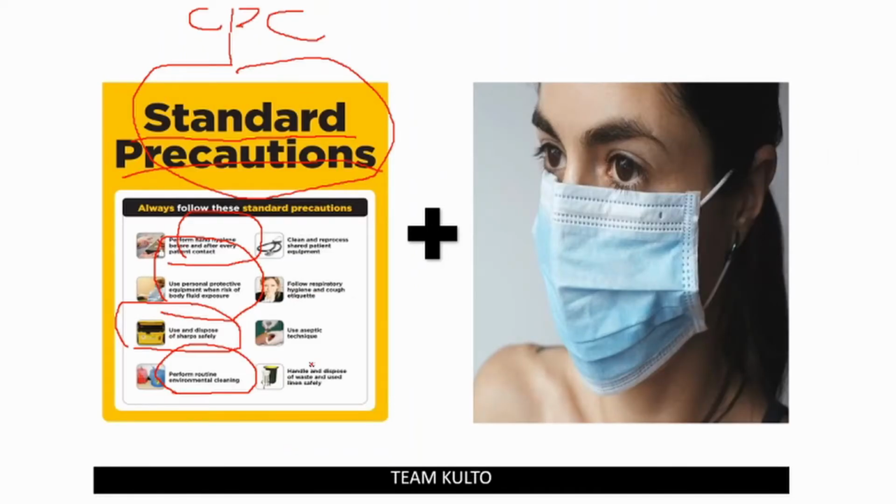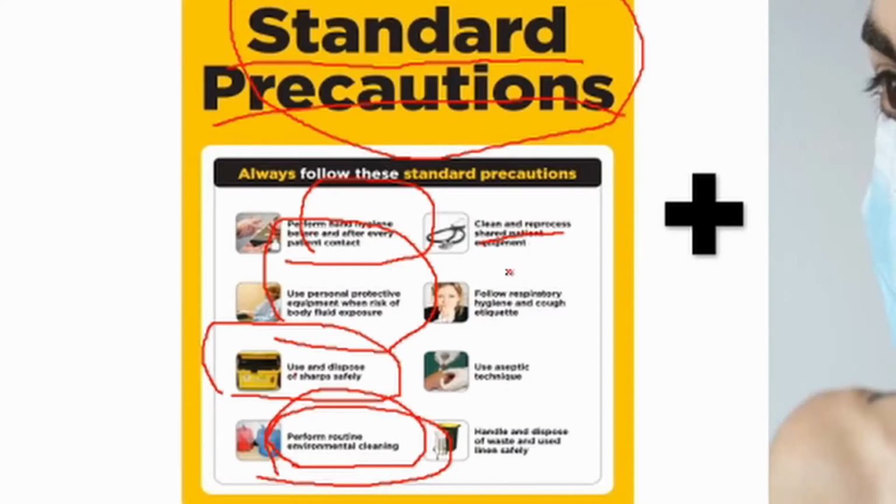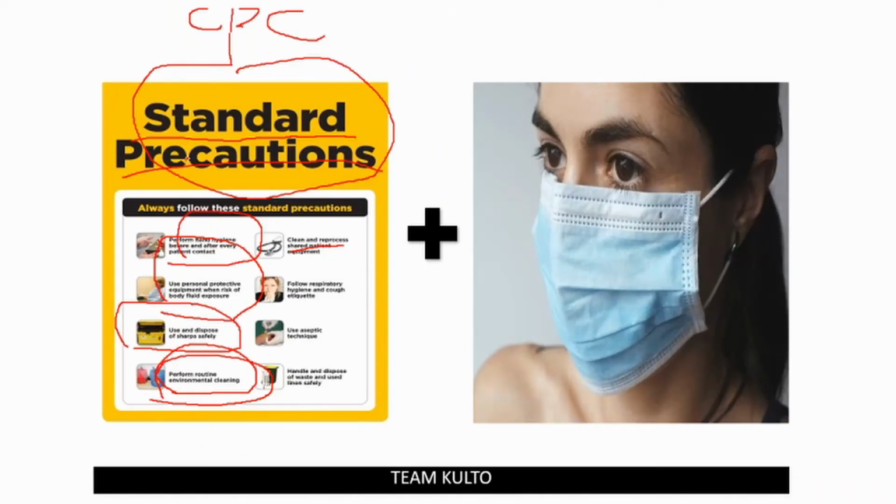Next, perform routine environmental cleaning. Meaning, pagkatapos gamitin yung mga BP cuff, yung mga thermometer na kadalasan ginagamit natin, mga glucometer, you need to do a routine environmental cleaning at kasama yung mga instruments doon. Pati yung station mo, you need also to clean that one. Next, clean and reprocess shared patient equipment. Pag sinabi mong standard precaution, ito siya. Ito yung mga consist niya. Follow respiratory hygiene and cough etiquette, use of aseptic technique, handle and dispose of waste and use of linen safely.